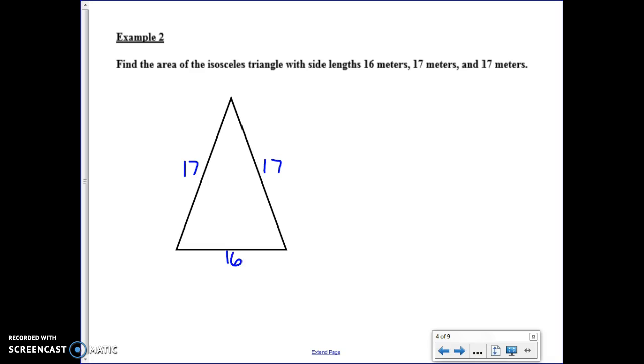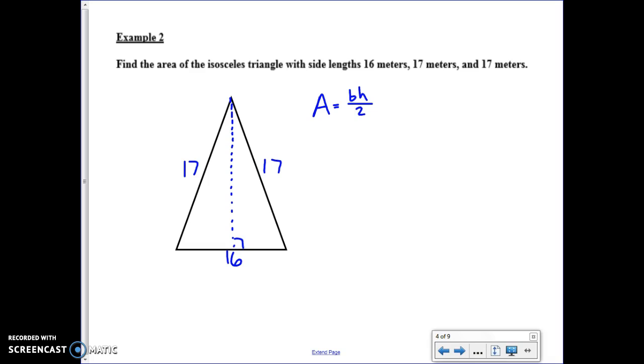So if we want to find the area of this triangle, I'm going to remind you the area of a triangle is 1/2 base times height, or base times height, over 2. However, we don't have the height. 17 is not our height. So we need to find the height. And remember that distance from a point to a line is the perpendicular.